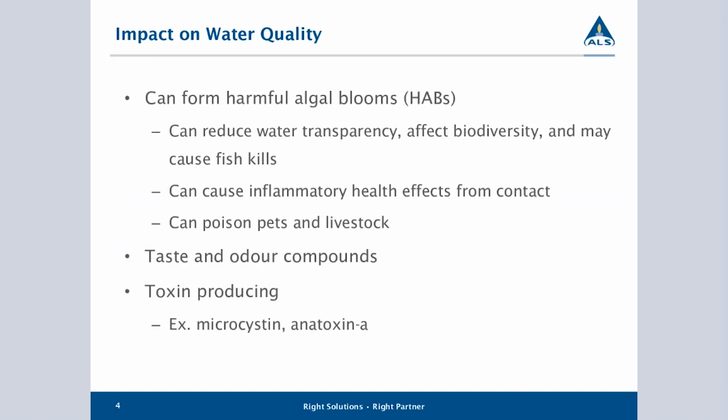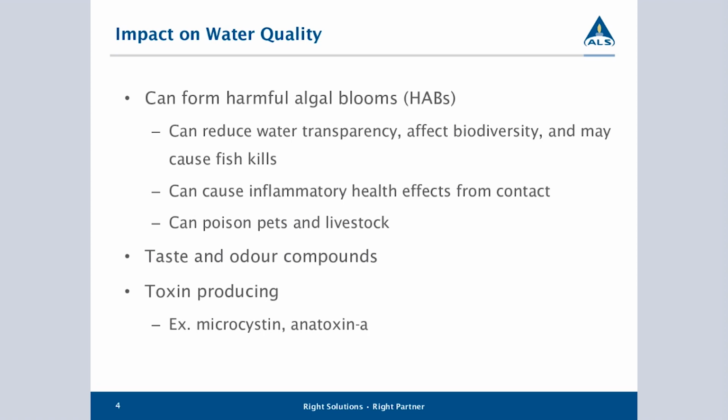So let's look at some of the impacts cyanobacteria can have on water quality. Some species can form large harmful algal blooms in the water that can reduce water transparency, affect the overall biodiversity of the area, and may cause fish kills due to oxygen depletion. Contact with high densities of cyanobacteria cells found in blooms can cause inflammatory health effects, such as rashes, ear and eye irritation, and cause respiratory or gastrointestinal distress. Cyanobacteria blooms can also be a danger to pets and livestock. They can poison them, sometimes even killing them.